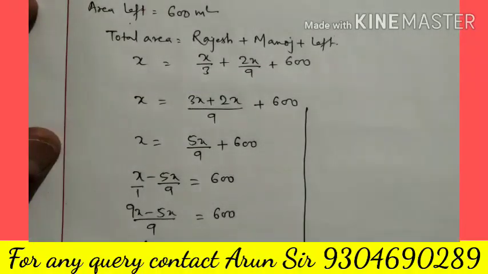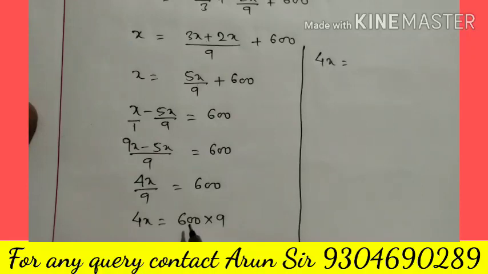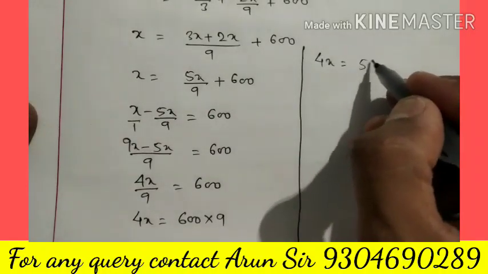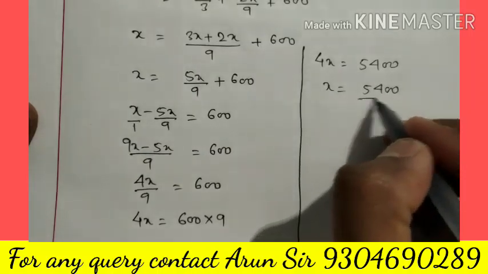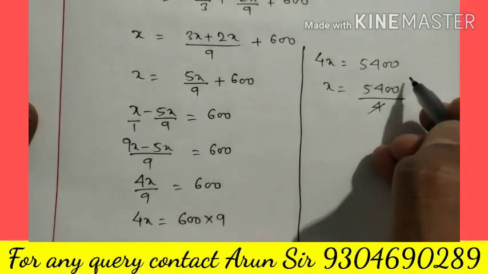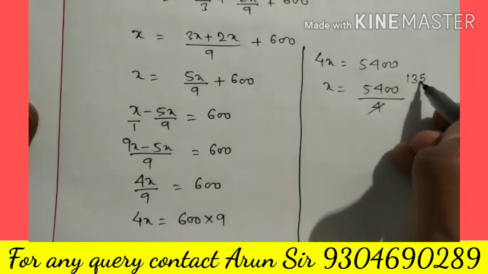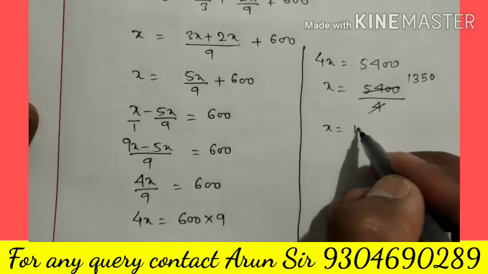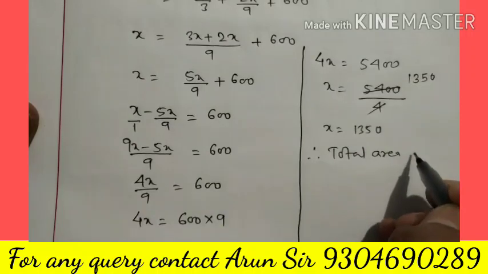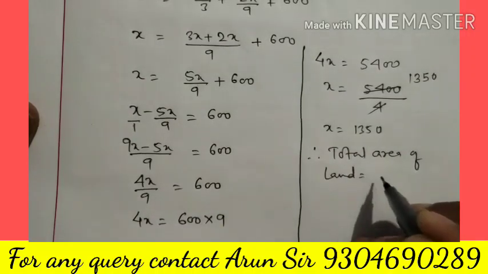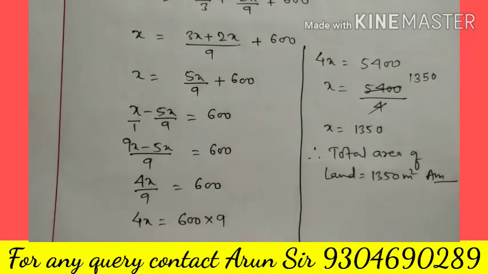Next we will see: 4x is equal to 9 into 6. 9 6 ja 54. It will be 5400, and x will be 5400 divided by 4. 4 1 ja 4, carry 1, 1 4 14. 4 3 ja 12, carry 2, 4 5 ja 20, 0. x is equal to 1350. Therefore we will write total area of land is equal to 1350 meter square. This will be your answer.